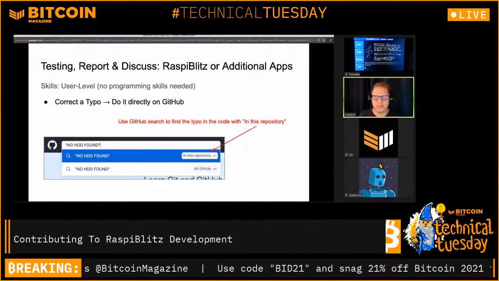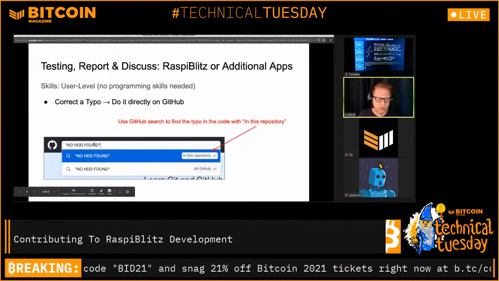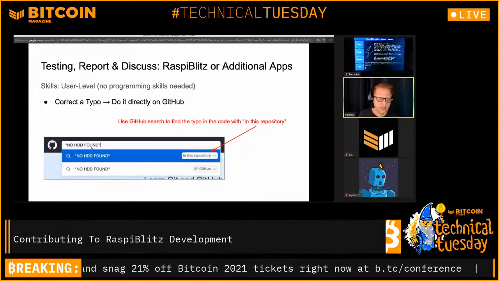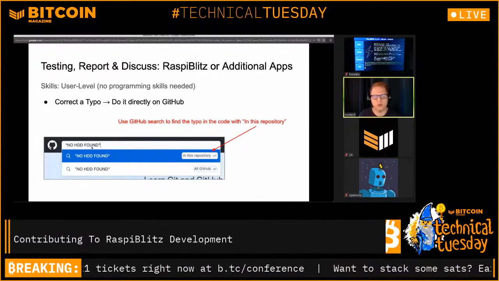What you can do, and it's quite simple, is go to the RaspiBlitz GitHub, and then maybe, for example, there's a message saying no HDD found, and you say, no, it's not an HDD, it's an SSD nowadays. You want to change this.